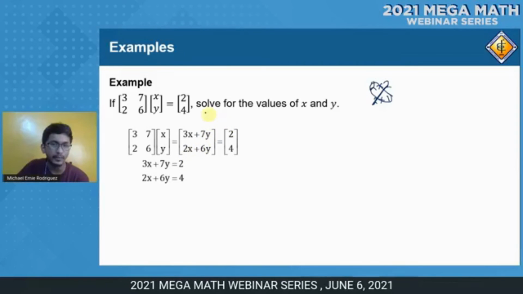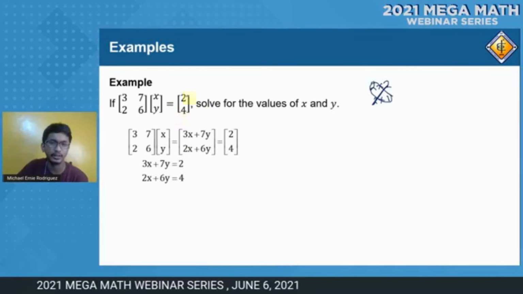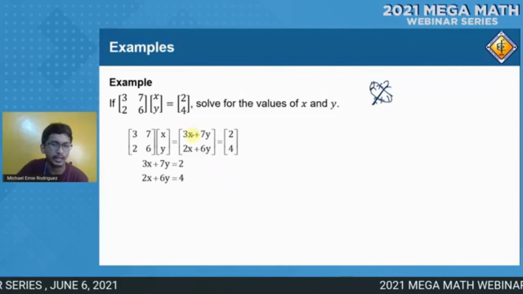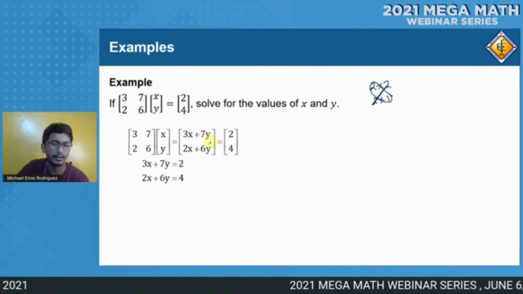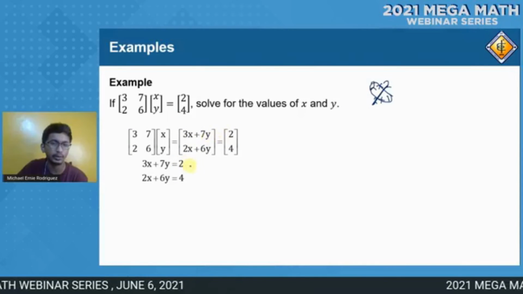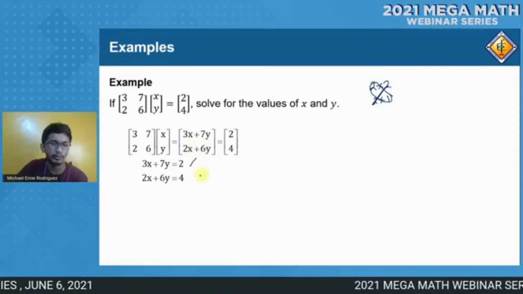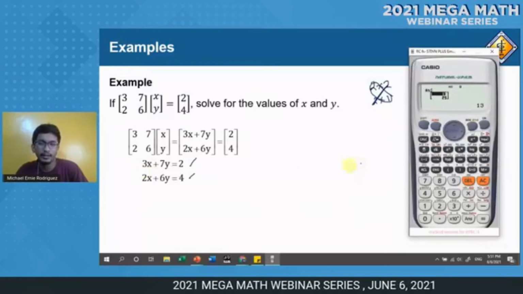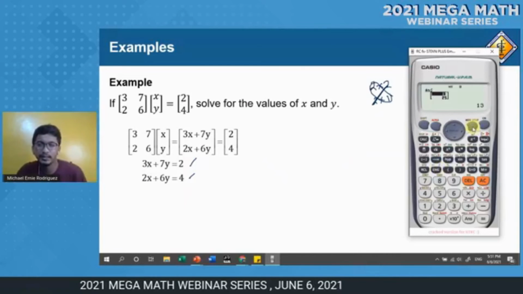So, kaya meron kang 2, 4, diba? So, this is a 2 by 1 matrix. So, ito na siya, 3x plus 7y, and then 2x plus 6y, and then ito, 2, 4. So, kunin natin tong element na to. So, 3x plus 7y is equal to 2, and then 2x plus 6y is equal to 4. Okay, and then, para ma-solve natin yung x and y, pahirapan tayo sa sarili natin.